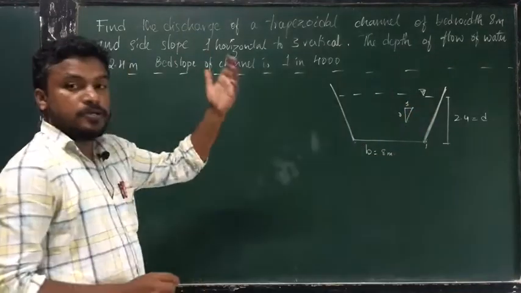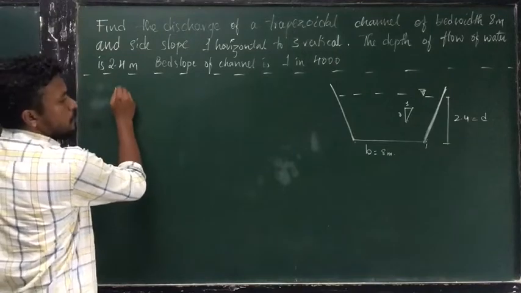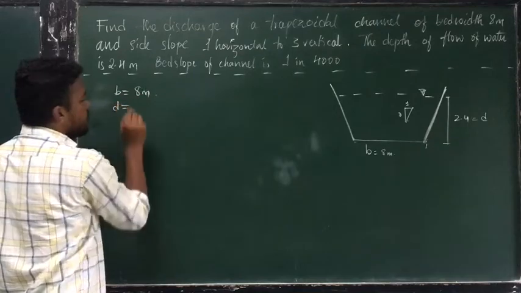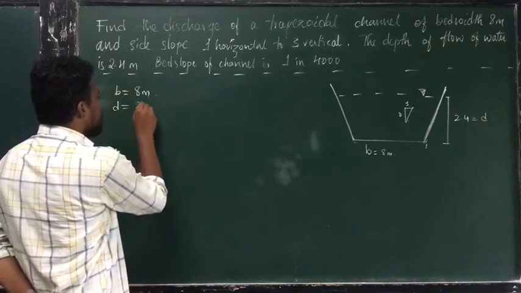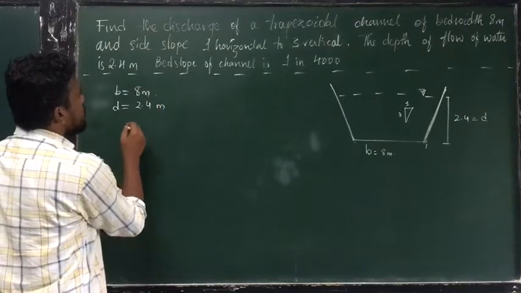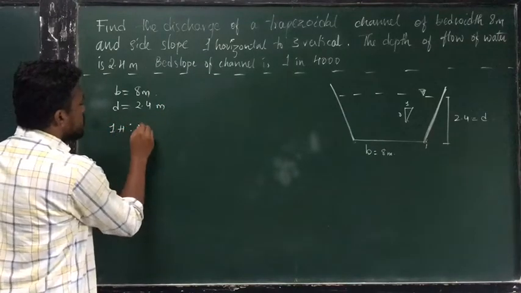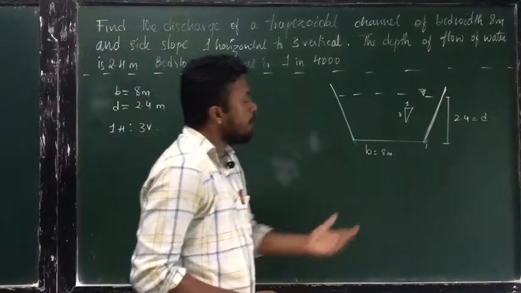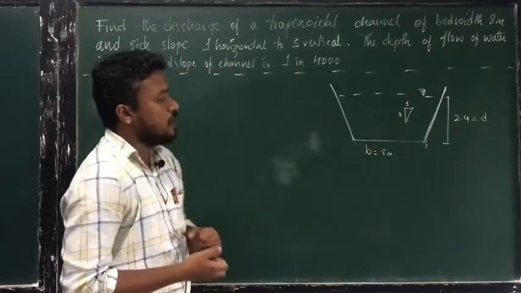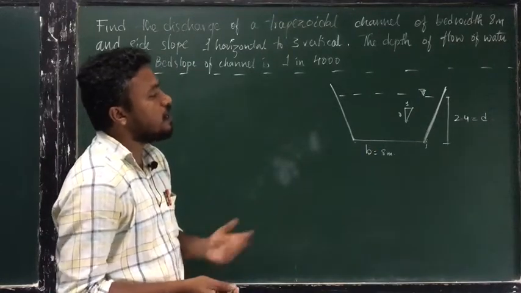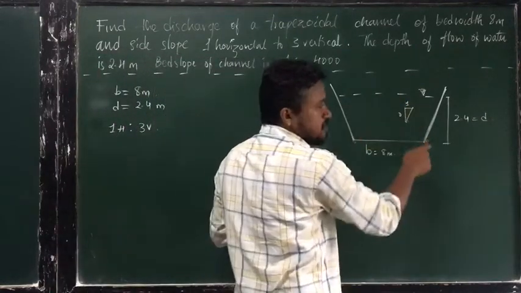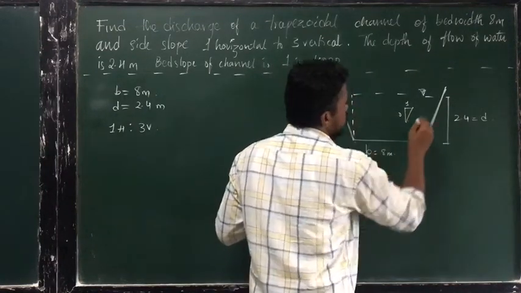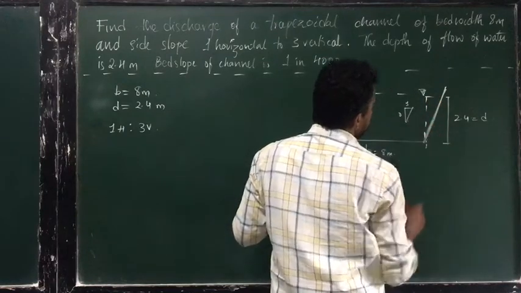Let me note down the data. So B is equal to 8 meter, depth of flow D is equal to 2.4 meter, the side slope is 1 horizontal to 3 vertical. Now we need wetted perimeter, we need area. To calculate area, I am going to split this trapezoid into one rectangular portion and two triangular portions.